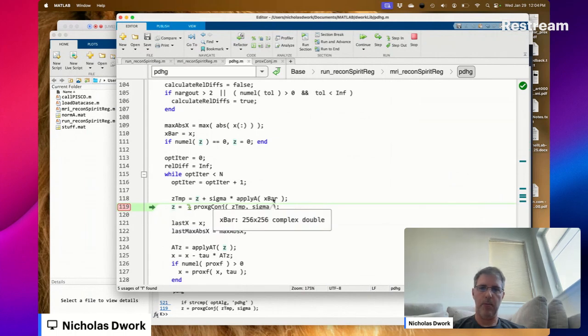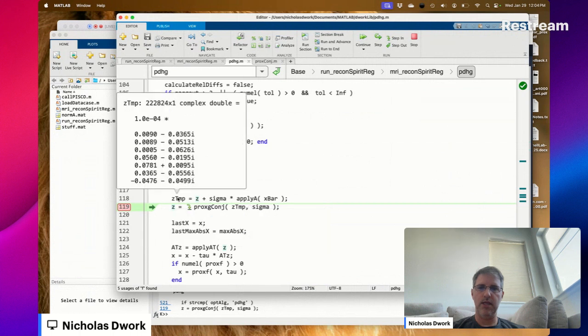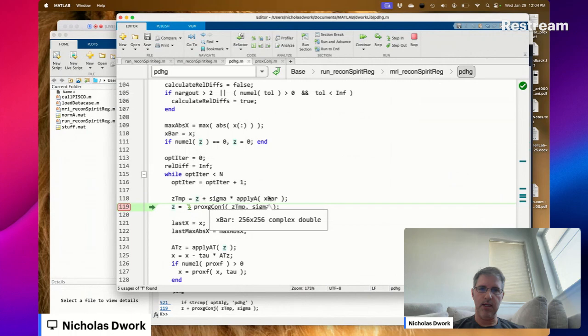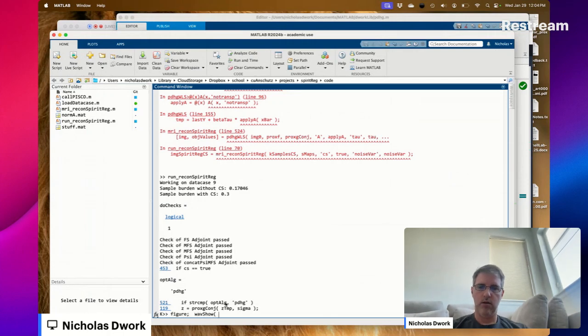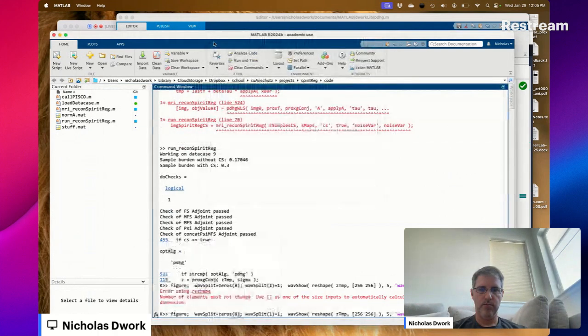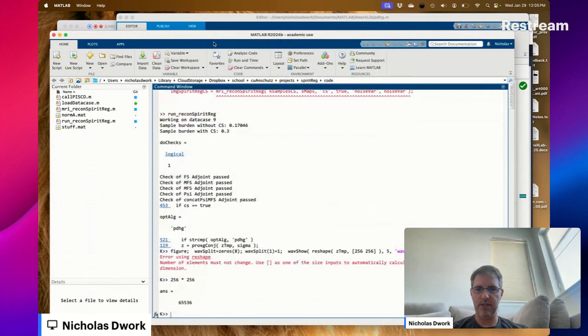X bar is X, Z is 0, so Z temp is now psi times X bar. It's 256 times 256, like 65536. Okay.